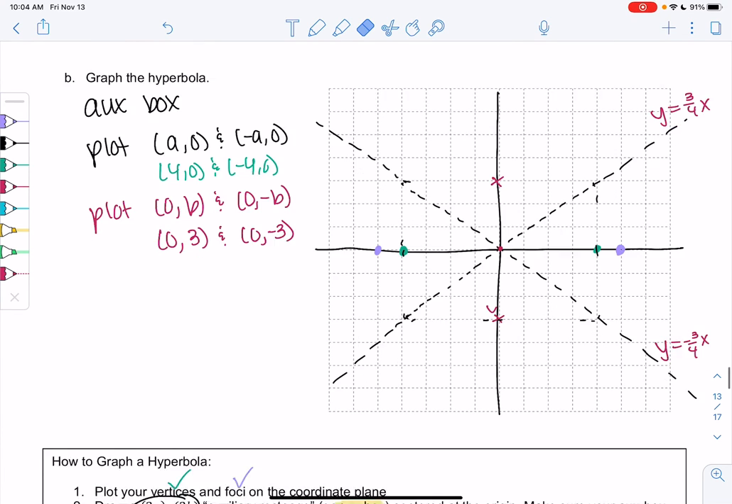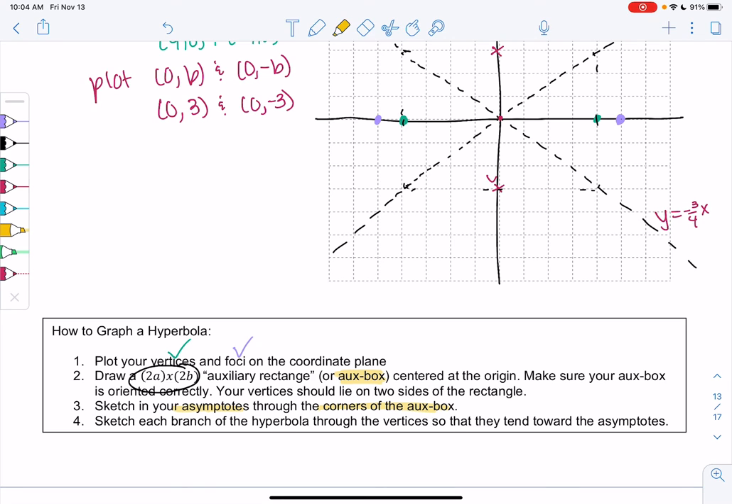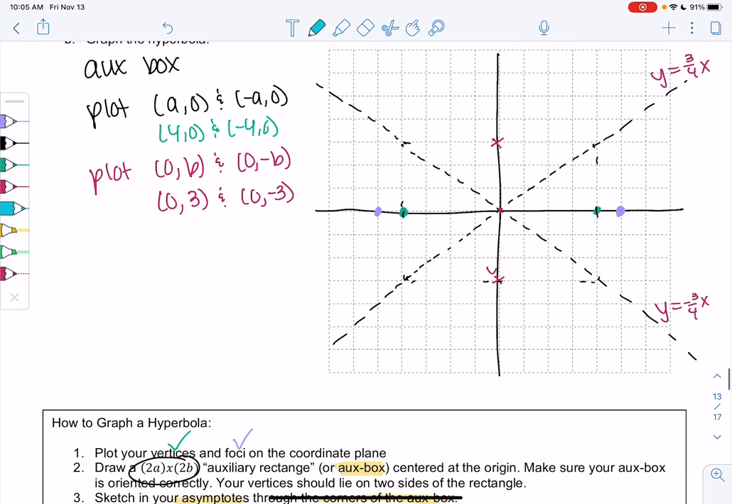And then the final step is we'll just sketch each branch. There's two branches, one, two, of the hyperbola. They'll go through the vertices, and then they tend towards those asymptotes. So we'll start at the vertex and we'll approach the asymptotes. So the asymptotes help me figure out how wide this hyperbola is. And so we'll go through the other vertices and do the same thing. And that's it. That's our hyperbola.